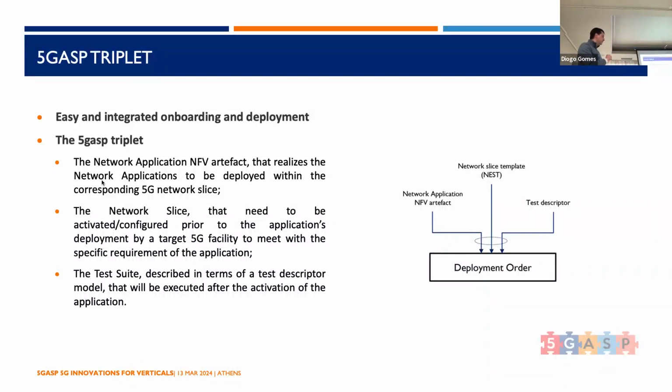The network slice needs to be activated and configured prior to the deployment of the network application, and the test suite describes, in terms of a test descriptor model, what will be executed after the activation of the application. This concept is very keen to us, 5GASS, because it is the core of our 5GASS process. All things that happen through the 5GASS process depend on the proper association of this triplet. Each of the steps will consume the information coming from the triplet, and at the end of the process, we will only have an application certified and fully tested according to the test script that has been provided.